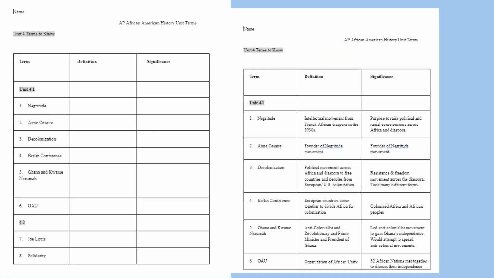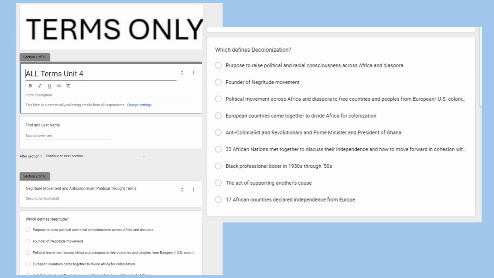This is the term sheet. The term sheet one is blank for students to come up with a definition for negritude, Berlin Conference, and then you have the answer key here. With this folder, you also get the terms for those definitions, where students can use the term sheet to define the terms and check their work.